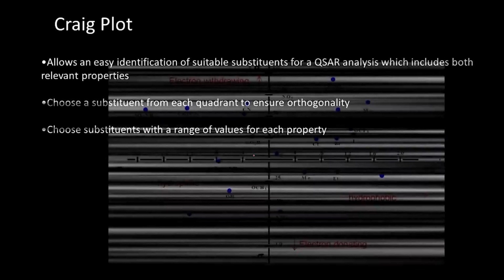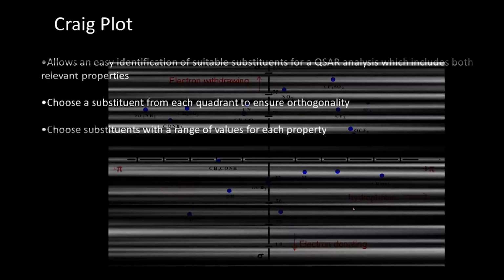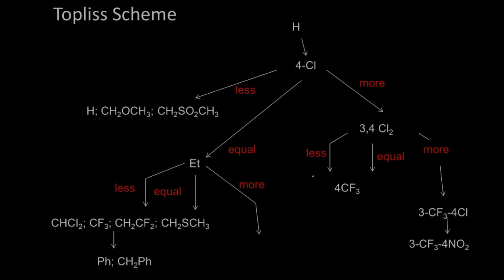Choose substituents with a range of values for each property. Okay, so I can choose substituents, say from groups here. I can choose from here. I can choose from the bottom. I can choose from this. That way I will keep orthogonality. And also I can choose one low, one high, one low, one high. So I can get the range also into the picture. Okay, range of values. So that's the advantage of that particular figure.